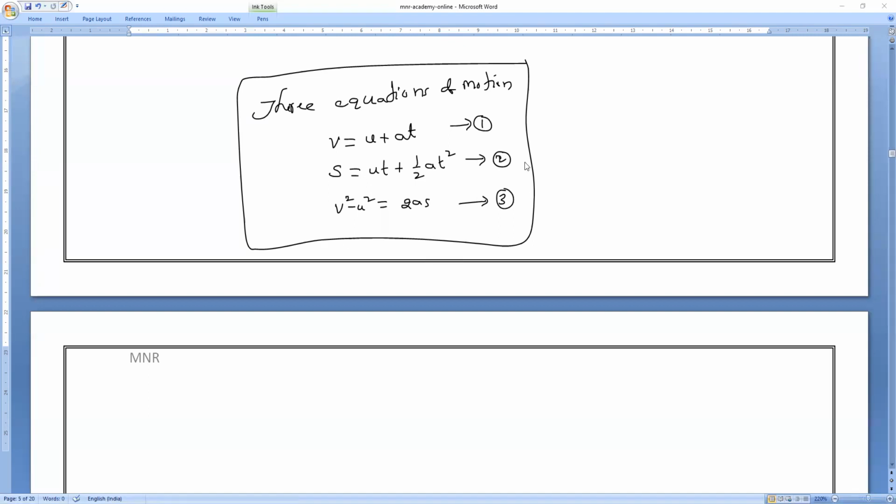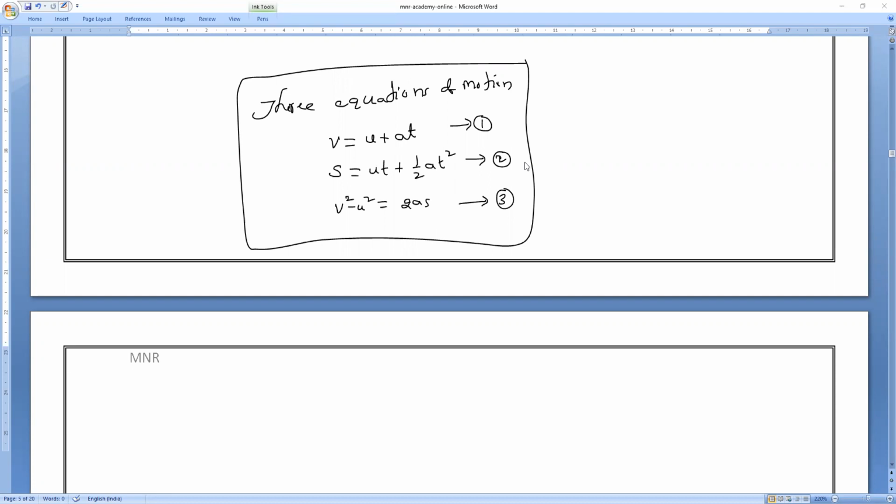What are the three equations of motion? Tell me, Shivani. V is equal to U plus AT. Second one, S equals UT plus half AT square. Next, 2AS is equal to V square minus U square. Clear, everybody?